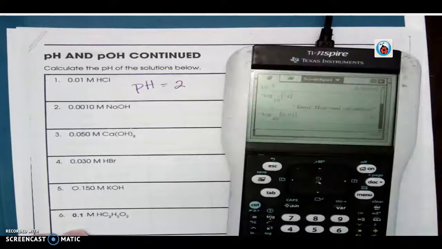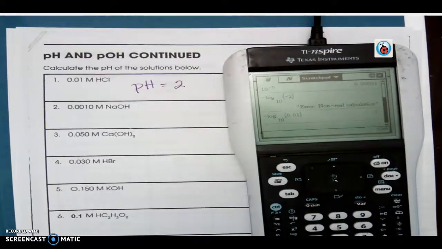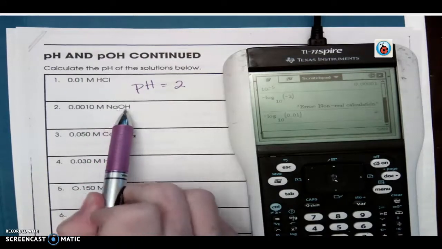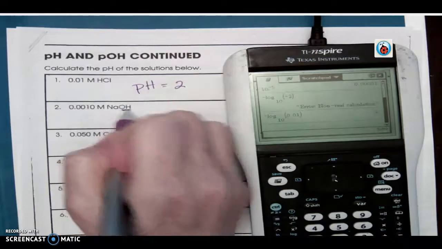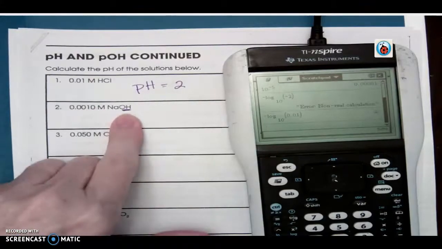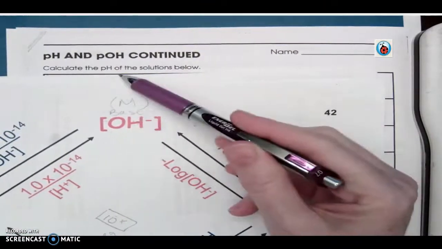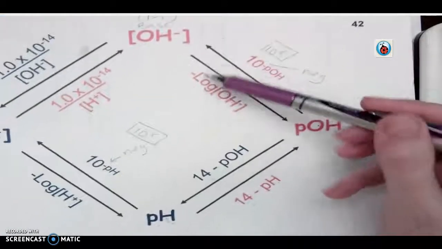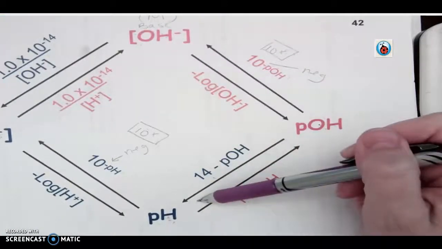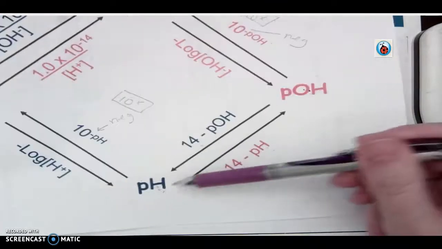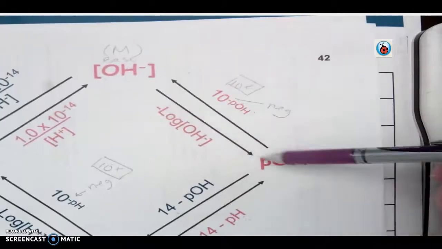All right, let's look at number 2 though. On number 2, we know the concentration or the molarity of this sodium hydroxide. This is my clue right here that I know the concentration of a base. But if I know the concentration of a base, where am I? I'm right here. I still want to know the pH. It says calculate the pH, and I can't go straight from OH to pH. So what do I need to do first? I need to calculate the pOH and then solve for pH. Okay, so it's a two-step process to get there. So let's do that.